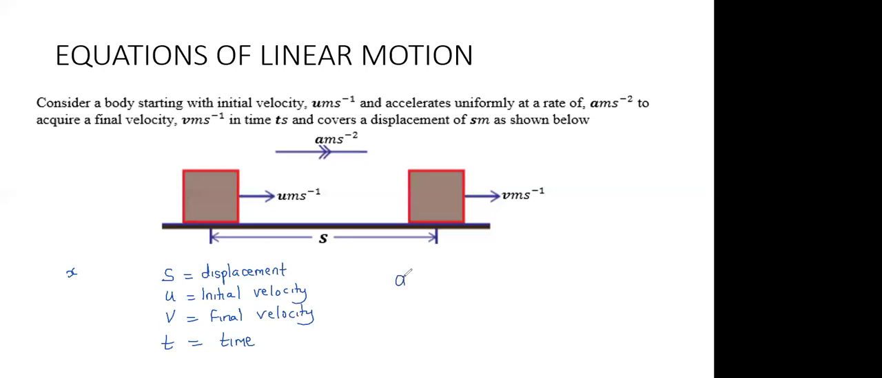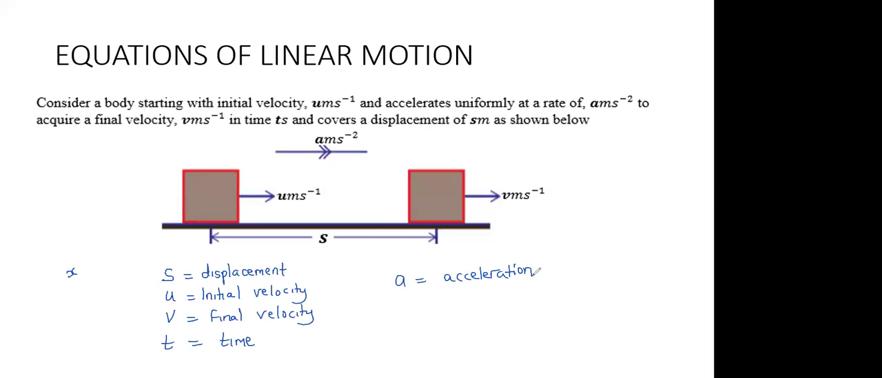Then when you find A, it means acceleration. And we say that acceleration is the rate at which the velocity, at which the speed of an object moving in a specific direction keeps on changing. How fast something changes in a given direction. That's what you call acceleration.